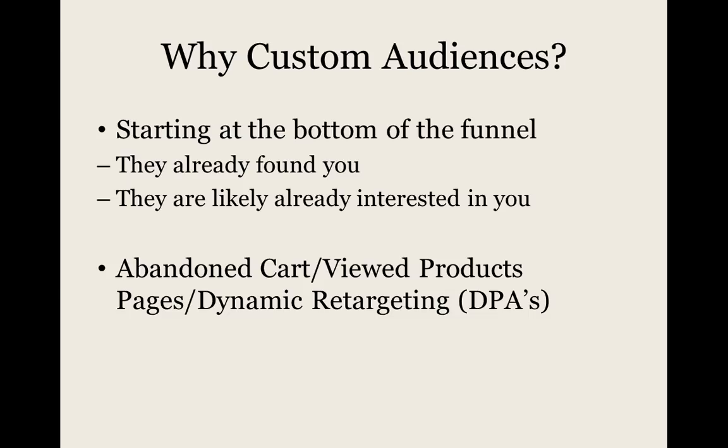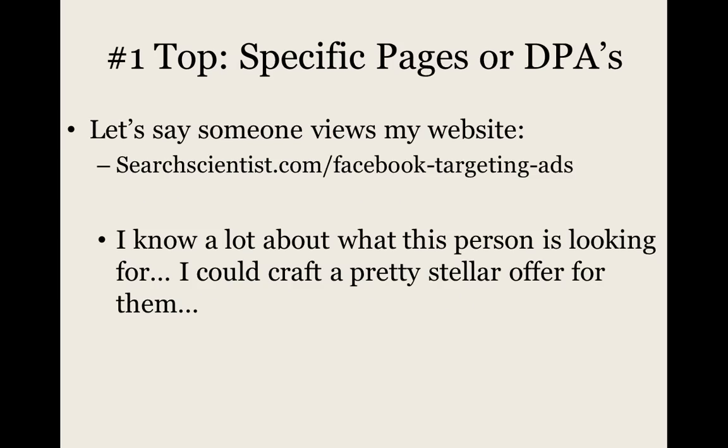As I said earlier, you must look for audiences who would specifically have interest, or automatically have interest, in your product. Okay, more specification, less audience, but more sales and more accuracy. Next is the top one, specific pages or DPAs. Let's say someone views my website. I know a lot about what this person is looking for. I could craft a pretty stellar offer for them.